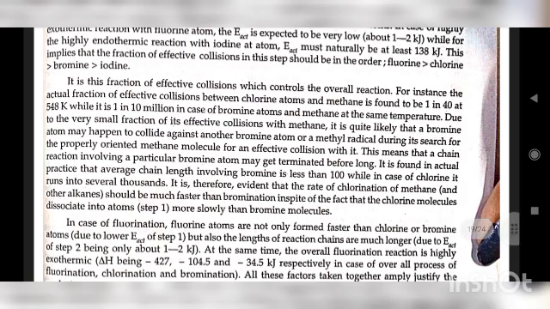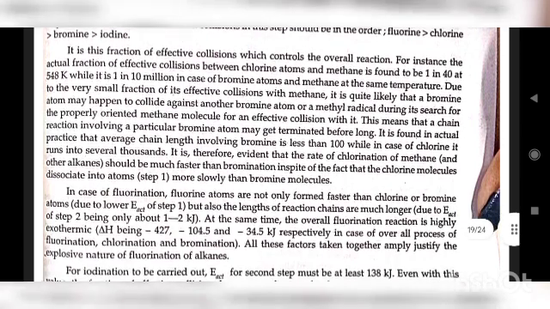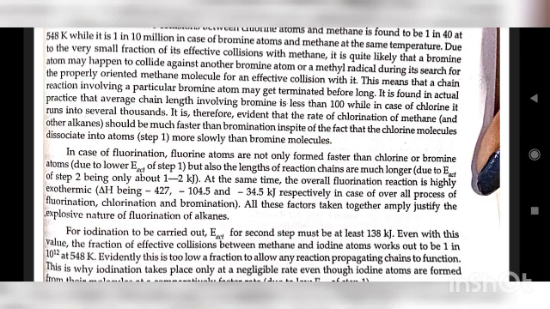It is this fraction of effective collisions which controls the overall reaction. For instance, the actual fraction of effective collisions between chlorine atom and methane is found to be 1 in 40 at 548 Kelvin, while it is 1 in 10 million in case of bromine atoms and methane at the same temperature. Due to the very small fraction of its effective collisions with methane, it is quite likely that a bromine atom may happen to collide against another bromine atom or a methyl radical during its search for the properly oriented methane molecule for an effective collision with it.